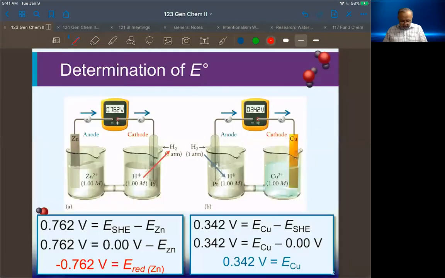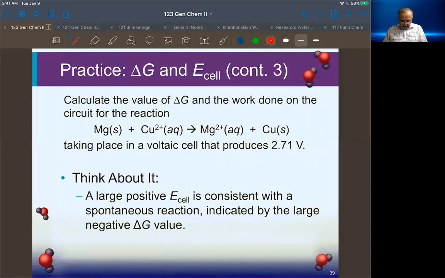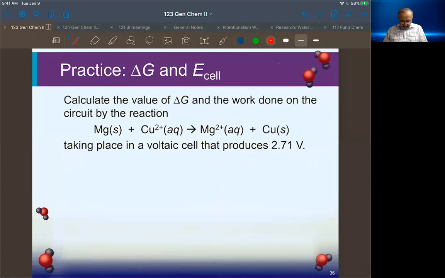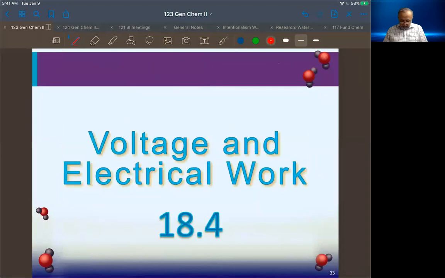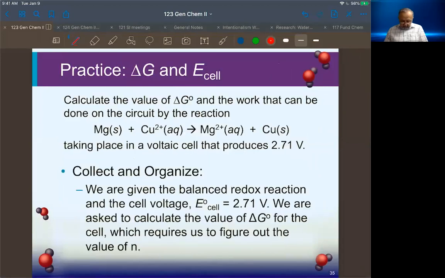I don't know where we were. We were here. Yep. Okay, so in this problem, they're asking us to calculate the delta G. Let me use the burning tool.